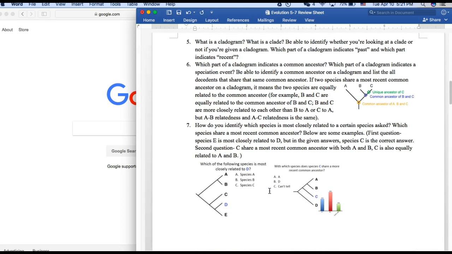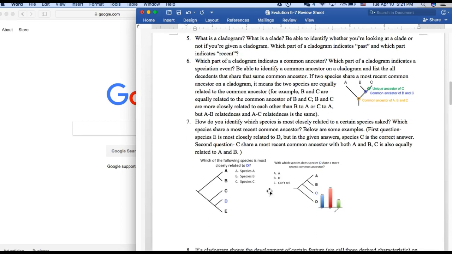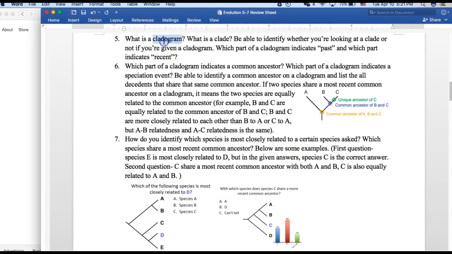For cladograms, for the most part, you just need to know how to read it, but you have to read it the right way in order to answer a question correctly. So first off, what is a cladogram? A cladogram is basically a family tree, quote unquote, for evolution. You're able to tell the evolutionary relationship between different organisms. So that's a cladogram. And you can tell which organism is more closely related to a different organism.